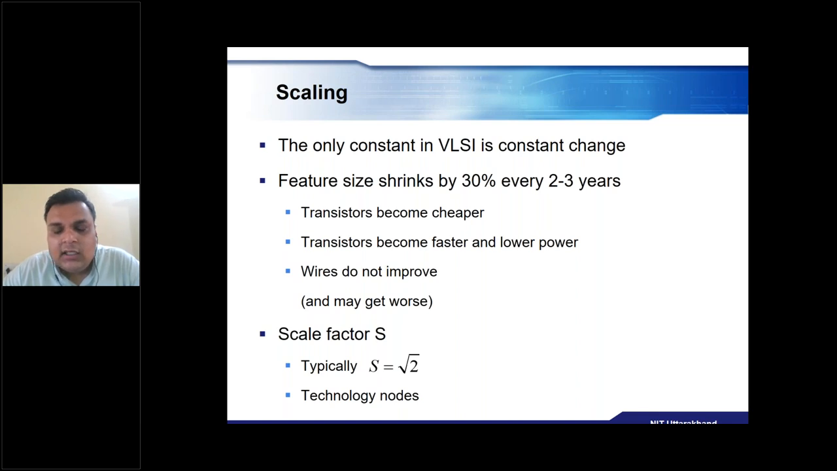So in 1965, as some of you might have heard, the first IC designed by Kilby had only four transistors. But later, in 1971, 2300 transistors. Now we are talking about billions of transistors in an IC. So how can we do that?